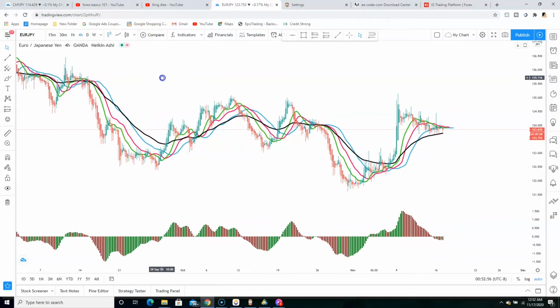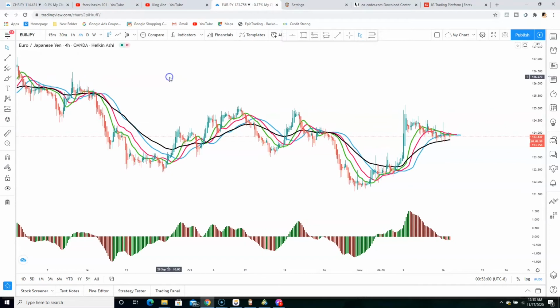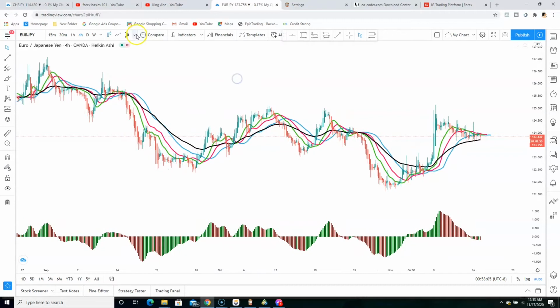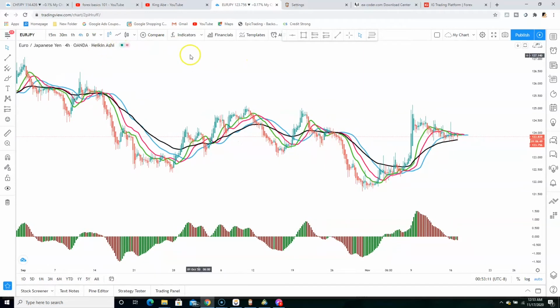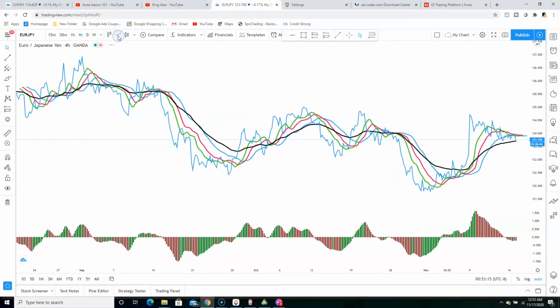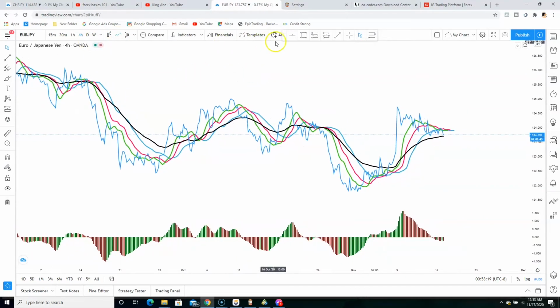So what we have to do now, you do not place a trade based on just these indicators alone. You have to do your own analysis as well. And to be able to do that, to be able to draw your support and resistance, you switch your chart to a line chart so you can see everything clearly.